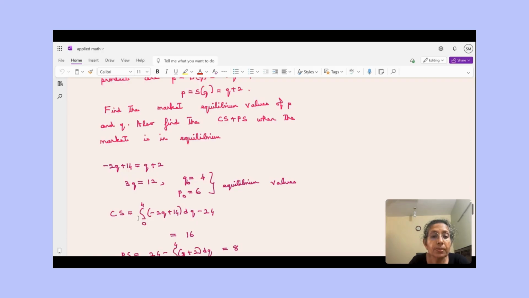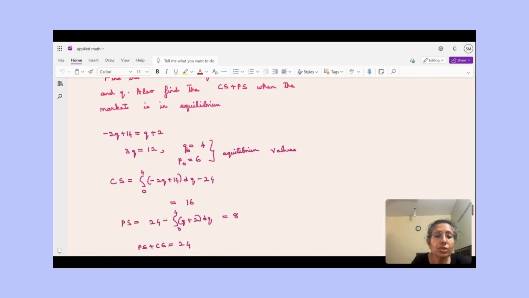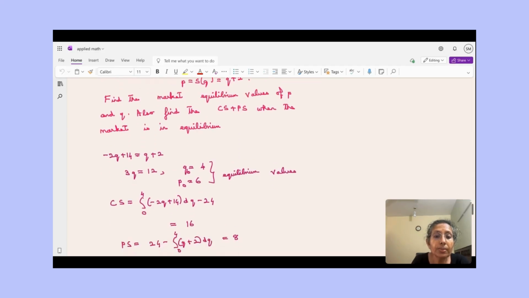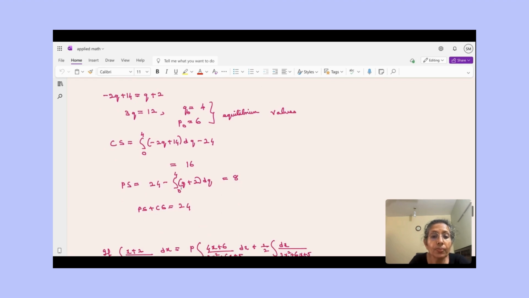Now consumer surplus is integral 0 to q naught, the demand, that is minus 2q plus 14 dq minus p naught q naught, which is 24. Integrating you get it as 16. Producer surplus is P naught Q naught minus integral 0 to 4 of the supply, that is q plus 2 dq. Integrating you get it as 8. So producer surplus plus consumer surplus is 24.